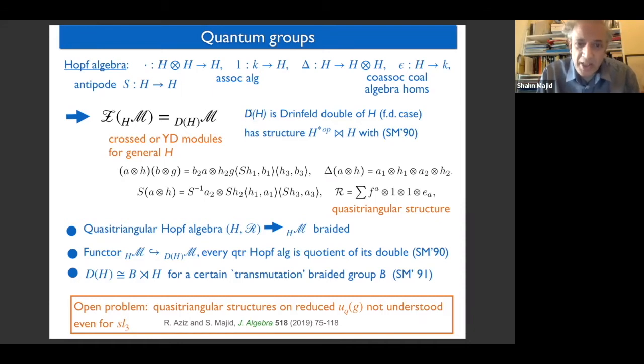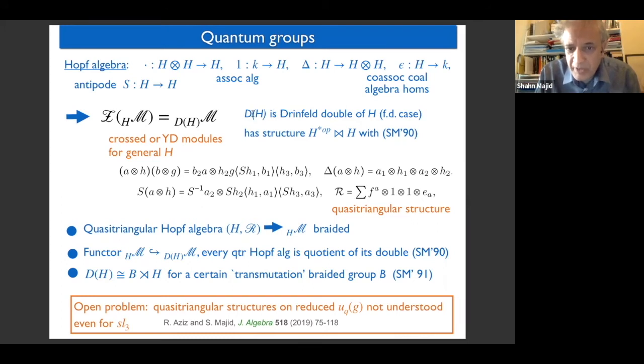Now, that's actually strictly true in the finite dimensional case. Drinfeld defined it in the finite dimensional case, but it works more generally if you take this as a definition. And if H is infinite dimensional, then you just replace this category by an appropriate category, which is a category of Yetter-Drinfeld modules, or I call them cross modules in honor of Whitehead.